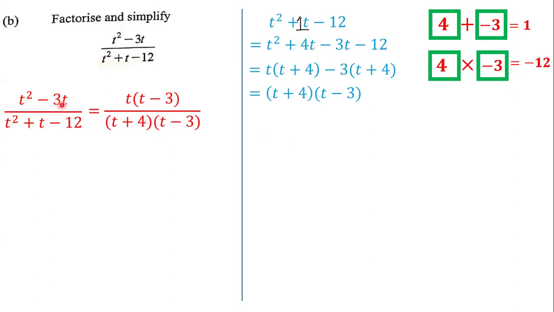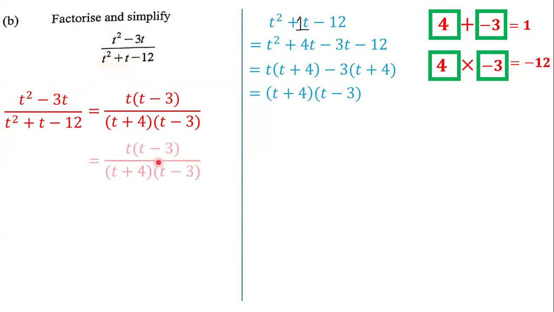We also factorize the numerator. Notice that t is in this term and t is also in this term. And so since t is in both terms, t is a common factor of both terms. And so we factor out t. And when we factor out t, we are left with t minus 3. And that's because t times t is t squared, and t times negative 3 is negative 3t.